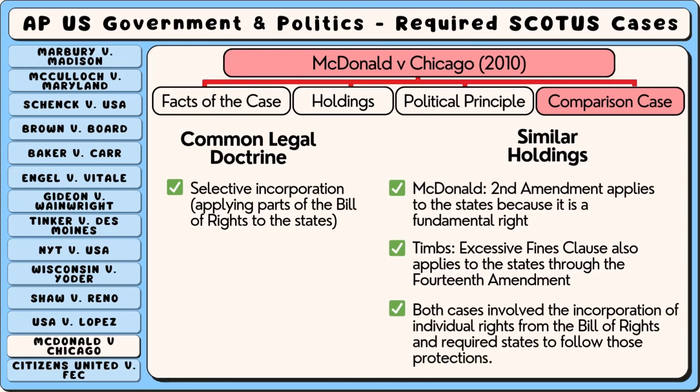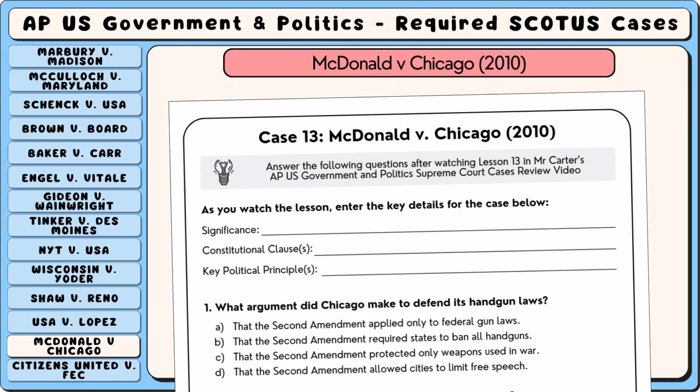So the holdings are similar because both cases involve the incorporation of individual rights from the Bill of Rights and required states to follow those protections. Okay, that brings us to the end of this case.